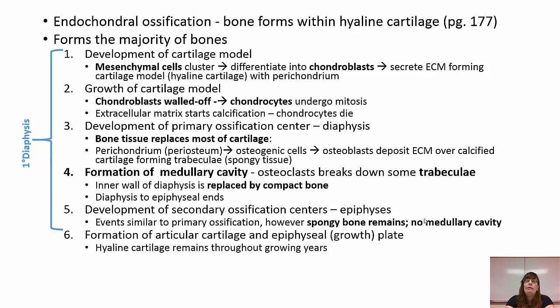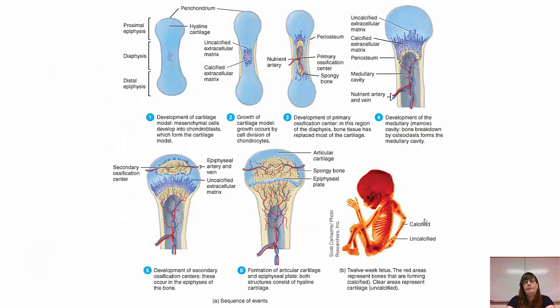Finally, the articular cartilage on the ends is formed, and that epiphyseal growth plate is formed. The hyaline cartilage stays there while the infant and child are growing, and then over time it's gradually replaced with bone, so that by the time the child is done growing, it becomes an epiphyseal line. So you have primary ossification in the diaphysis, secondary ossification in the epiphyses.